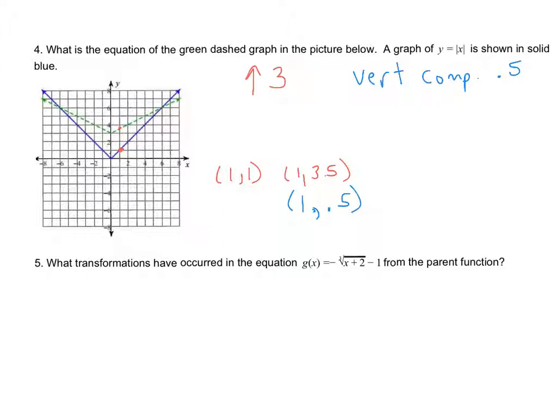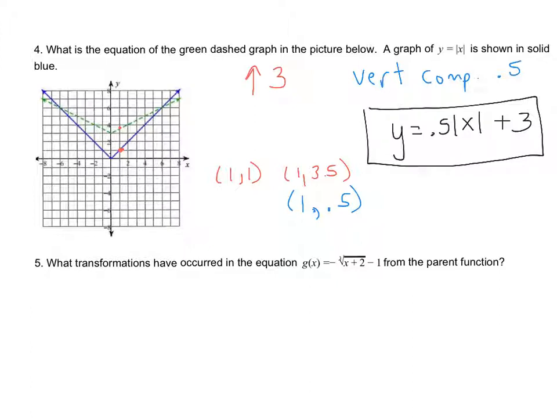So if I want to write my equation, it's going to be absolute value of x. There's no horizontal stuff, so nothing inside. I'll put that vertical compression factor of 0.5 here, and then I'll put my shift up of 3 on the outside. Now, of course, you can play with Desmos to figure out the compression factor too, but using these points is a pretty easy way to go.